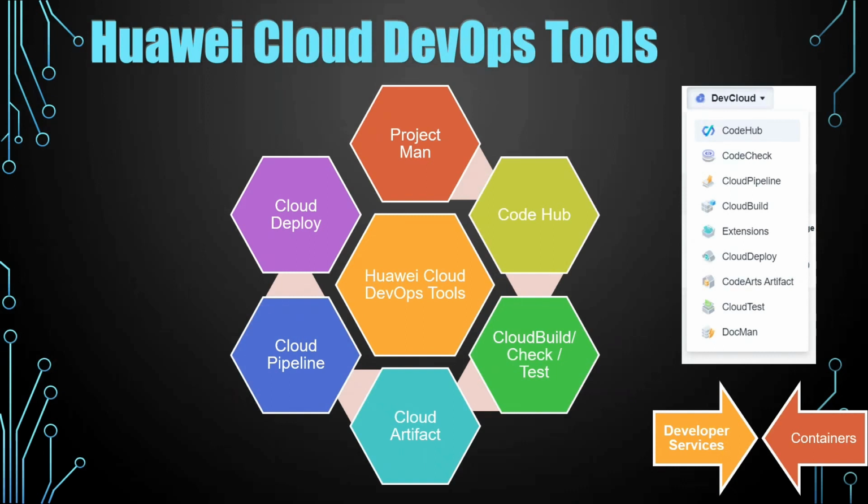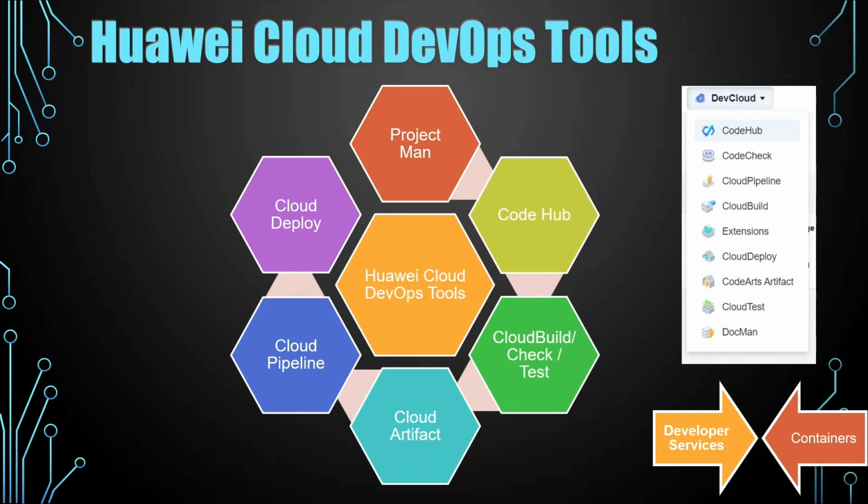For example, I have a code, a simple HTML file with some JavaScript and everything. So I'll be using Code Hub, and then I'll be using Code Check. Code Check is the same as, in the traditional world, other checking software like SonarQube or something. And then we have Code Pipeline, which is more like Jenkins. Jenkins is used to build different entities to make up pipelines.